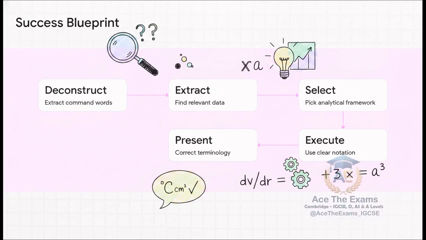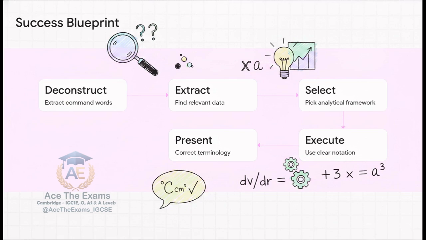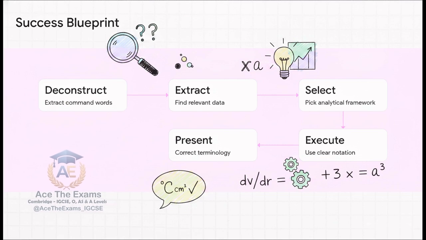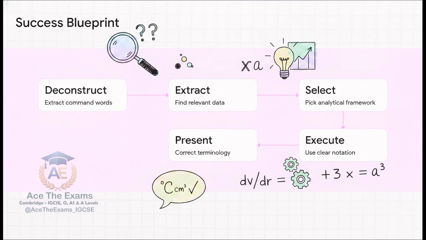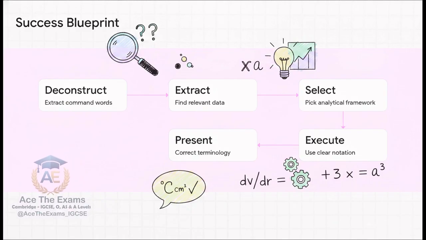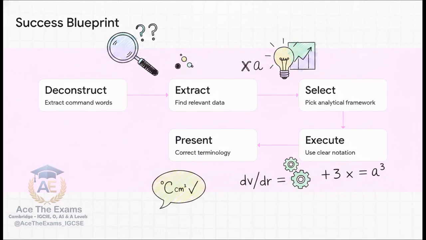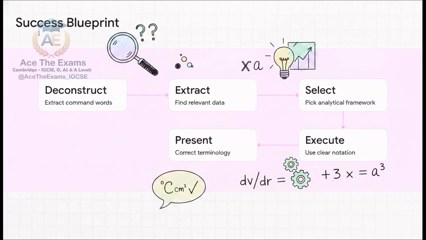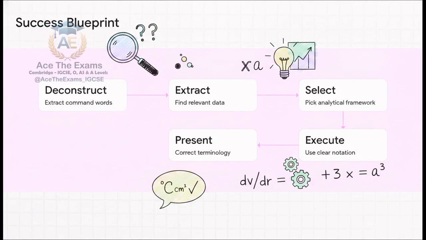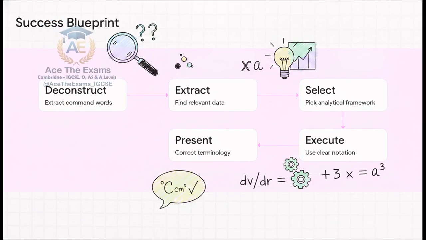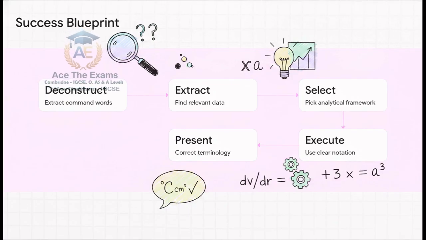Step 2. Extract the relevant algebraic expressions from the text. Pull the math out of the words. Step 3. Select the analytical framework, which in our current context is differentiation. Step 4. Execute with clear notation. This is a big one. Use dV/dr, not just a generic dy/dx, if the variables are actually volume and radius. Make it match the problem. And Step 5. Present with correct terminology and units. Skipping any single one of these 5 steps is exactly where candidates die on the paper. You have to follow the sequence.